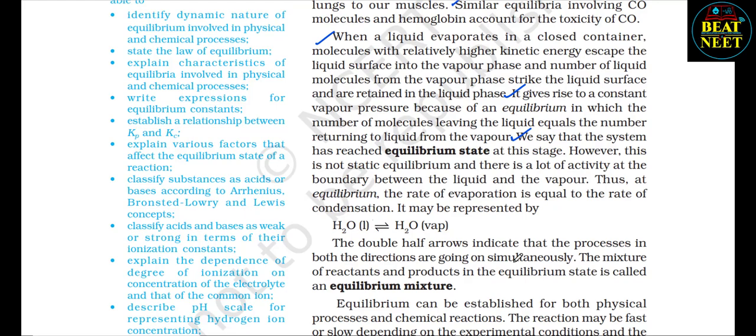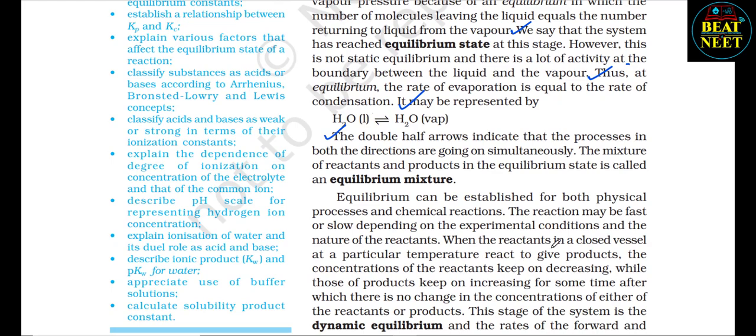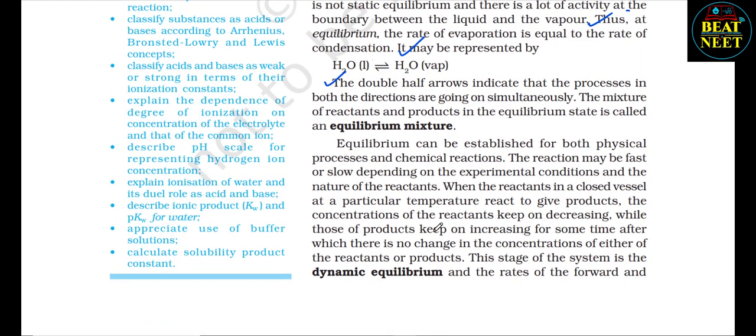However, this is not a static equilibrium and there is a lot of activity at the boundary between the liquid and the vapor. Thus, at equilibrium, the rate of evaporation is equal to the rate of condensation. It may be represented by H2O (liquid) ⇌ H2O (vapor). The double half arrows indicate that the processes in both directions are going on simultaneously. The mixture of reactants and products in the equilibrium state is called an equilibrium mixture.